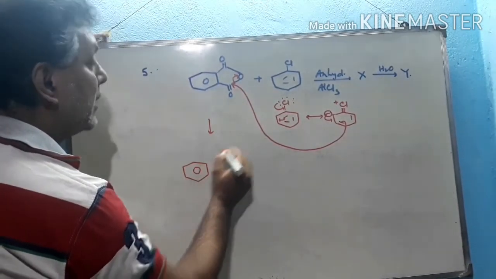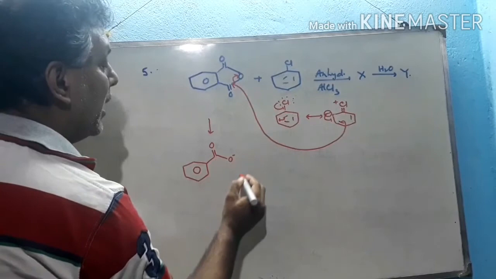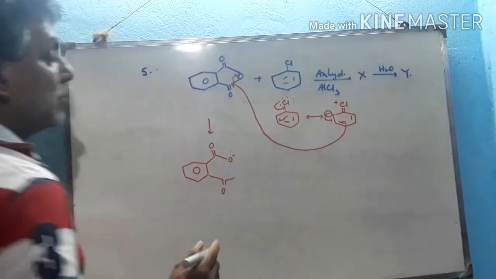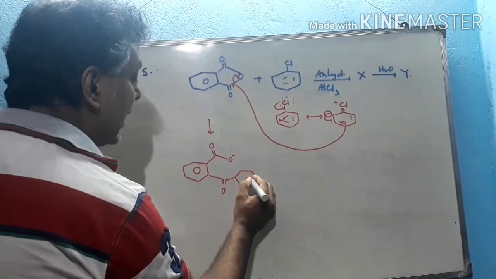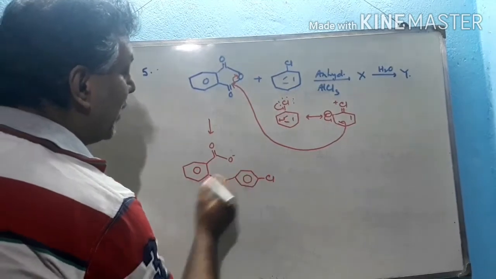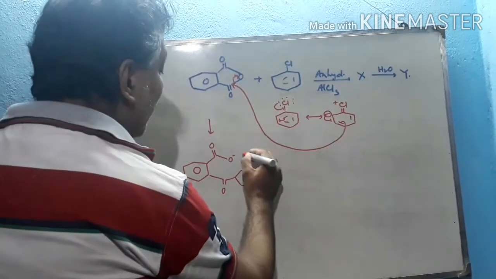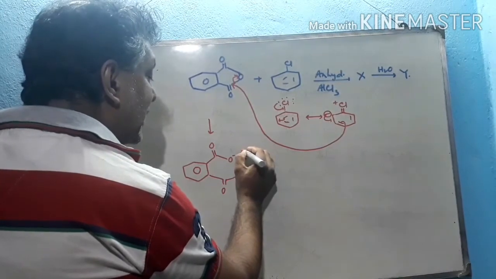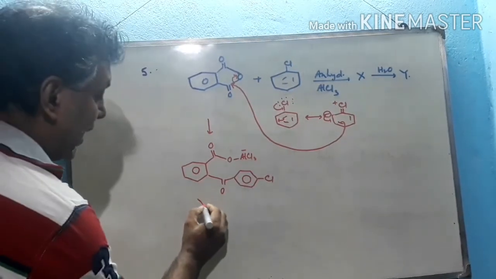phthalic anhydride when treated with chlorobenzene in the presence of anhydrous AlCl3, O minus, and this C double bond O reacts through the para position of the benzene ring, the para position of the chlorobenzene, and ultimately by losing one hydrogen atom from the para position it becomes aromatic, so O minus. Anhydrous AlCl3 acts as a Lewis acid, so it forms AlCl3 minus, that means it coordinates with this, and oxygen forms a bond with this. This is the X here.